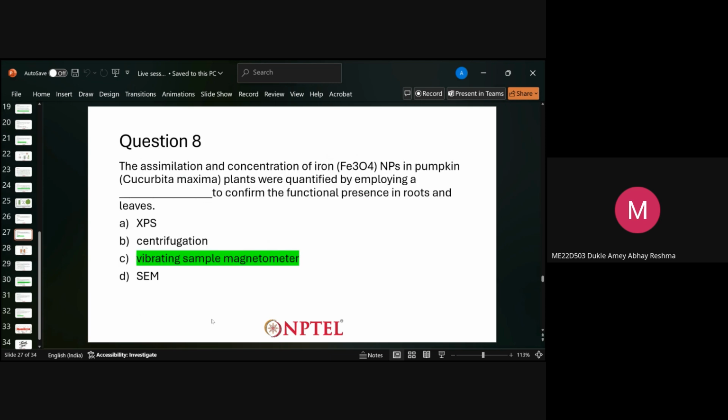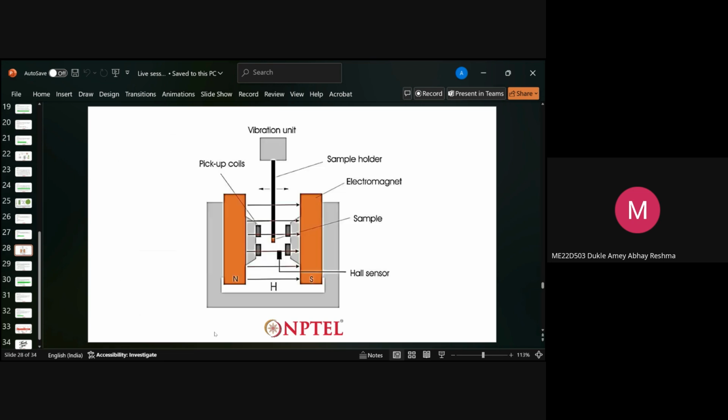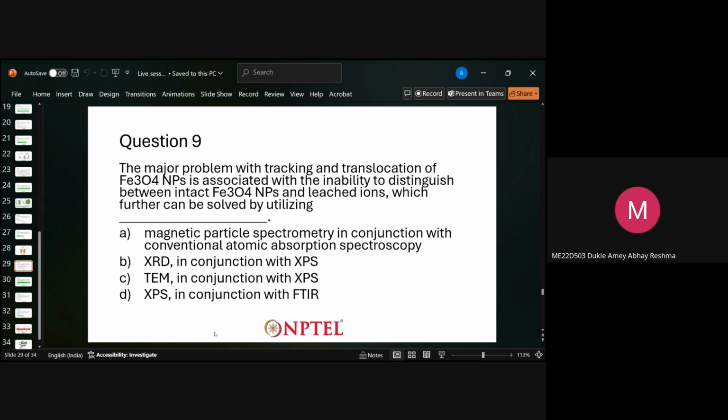If you have any questions regarding other characterization techniques, then unmute yourself and ask right now. Or else we'll move to the next question.